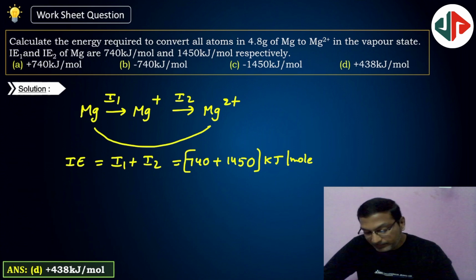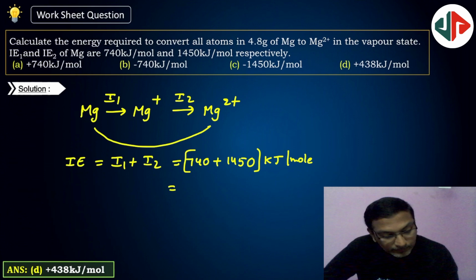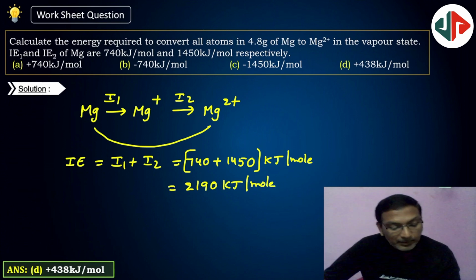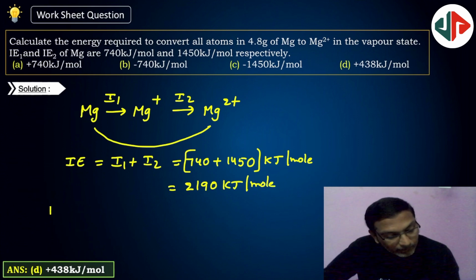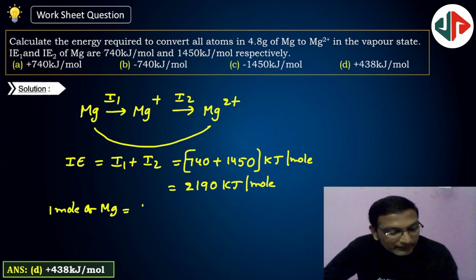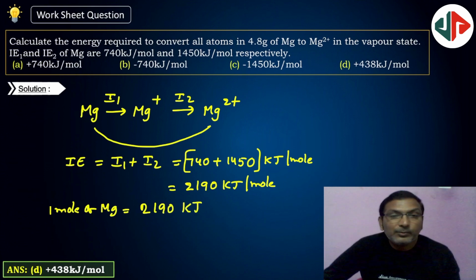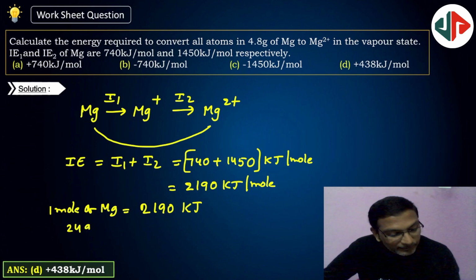So what is this value? 740 plus 1450, 2190 kilojoules per mole. Per mole means here 1 mole of magnesium will be equal to 2190 kilojoules. So 1 mole of magnesium means 24 grams equal to 2190 kilojoules.